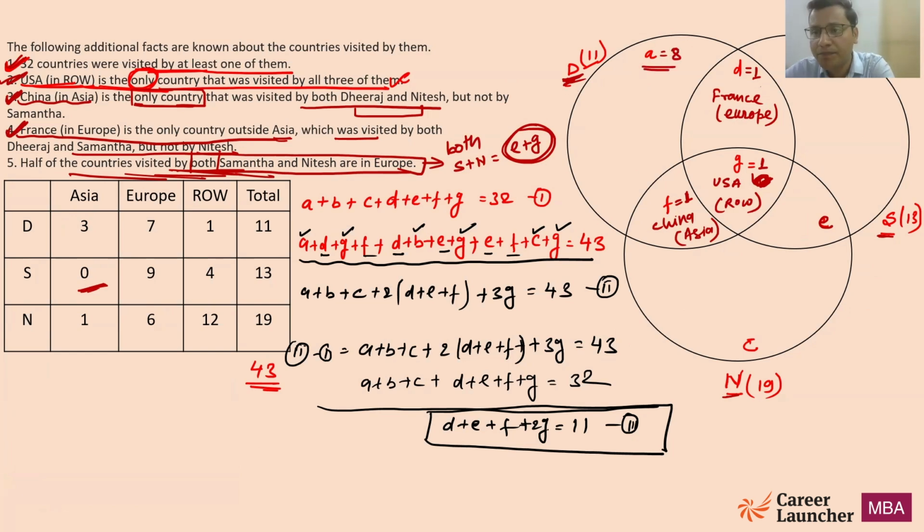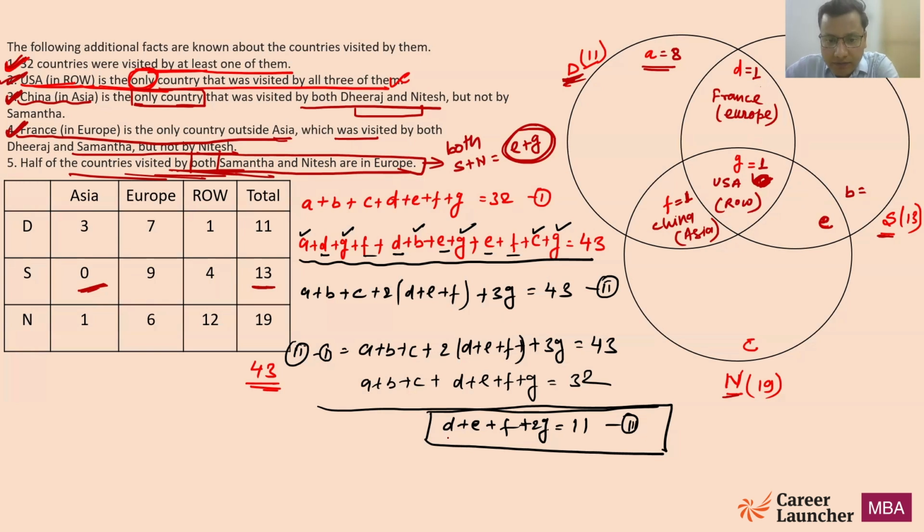Similarly, we can get the value of B. B will be how much? B will be equal to 1 plus 1, 2. We don't know the value of E, but we can get half of the country. So as of now, we cannot get the value of B, because we don't have the value of E. But what we know is Samantha has traveled a total of 13 countries, right? Yes. Now, so this is 1, right?